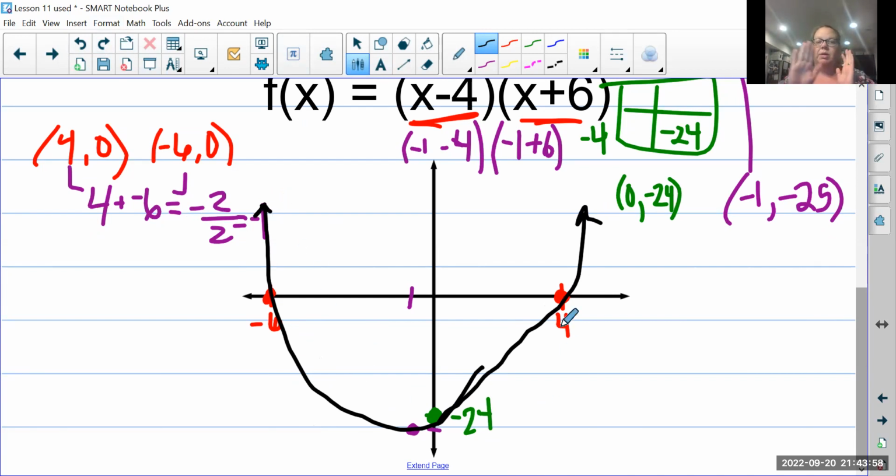All right, but those are the 3 steps. Find the x-intercepts, find the y-intercepts, find the vertex.